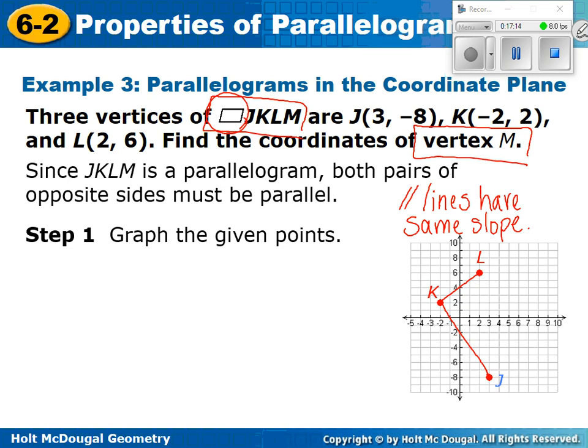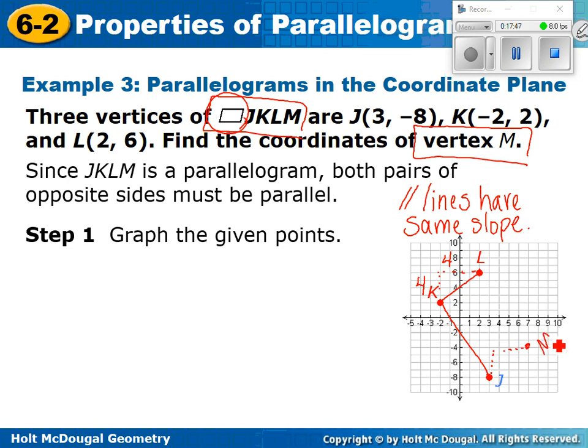KL, okay? So we want to go from K up to L. What is my rise and my run? 4 over 4. So we're going up 4, right 4. Don't reduce your slope. If you reduce that down to 1 and you just go up 1, right 1, that's not going to give you the correct point where M should be. Does that make sense? Okay, so you're going to go up 4, right 4, and that's going to give you the point what? 7, -4. Is that correct?